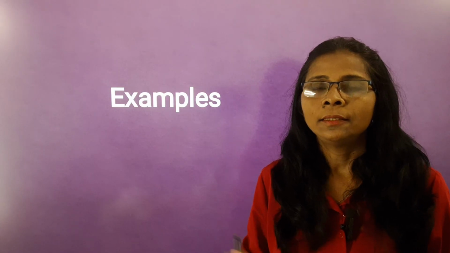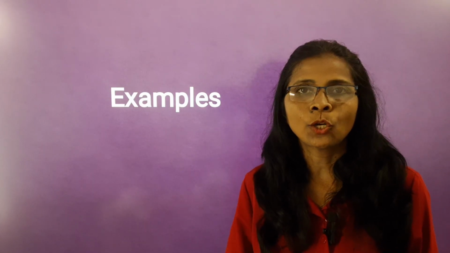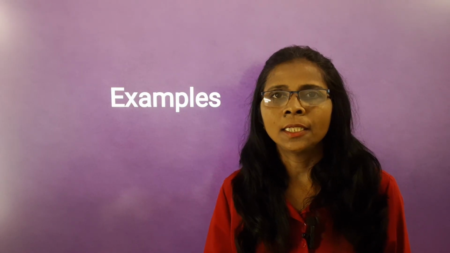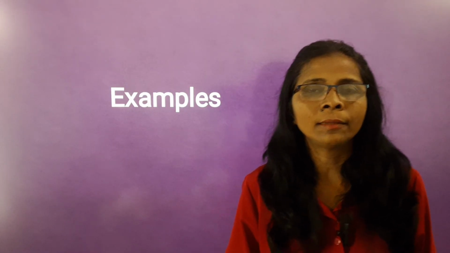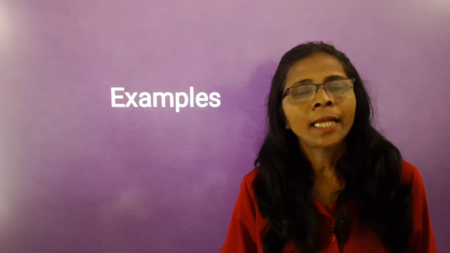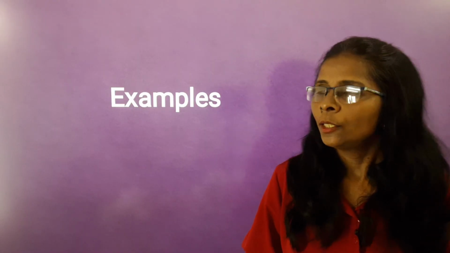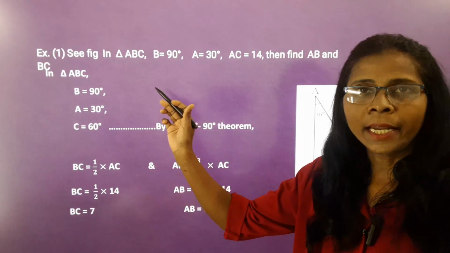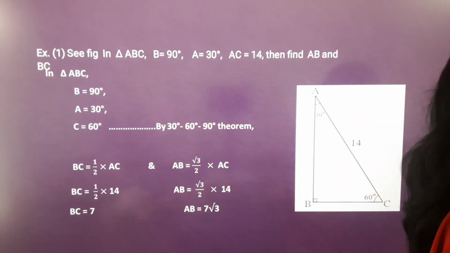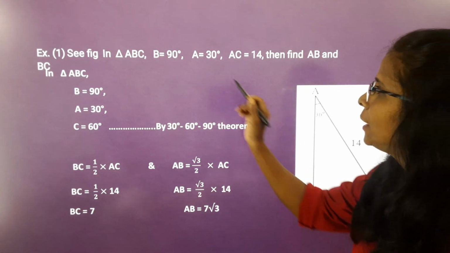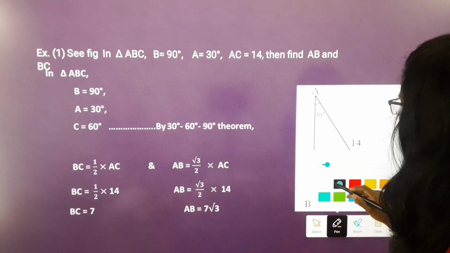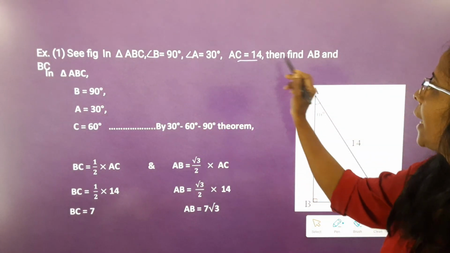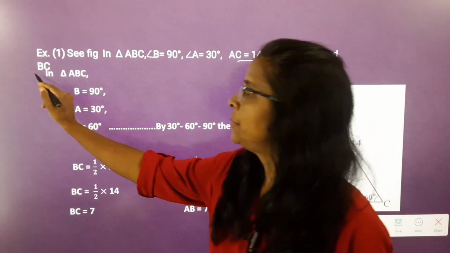Let us study the examples which are based on the geometric mean theorem, Pythagoras theorem, 30-60-90 degree triangle theorem, and 45-45-90 degree triangle theorem. Okay, so see the first example, students. In triangle ABC, angle B is equal to 90 degrees, angle A is equal to 30 degrees. Okay students, AC is equal to 14, and then find out AB and BC.